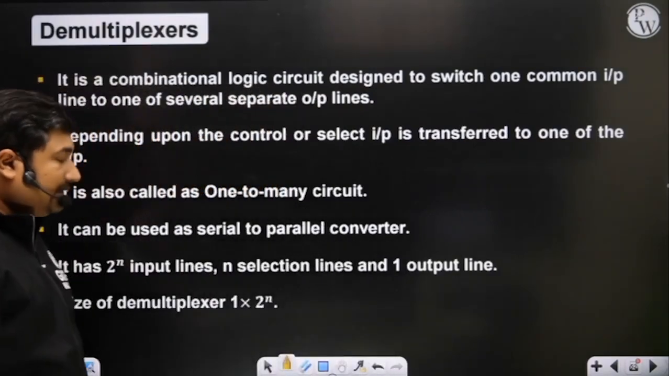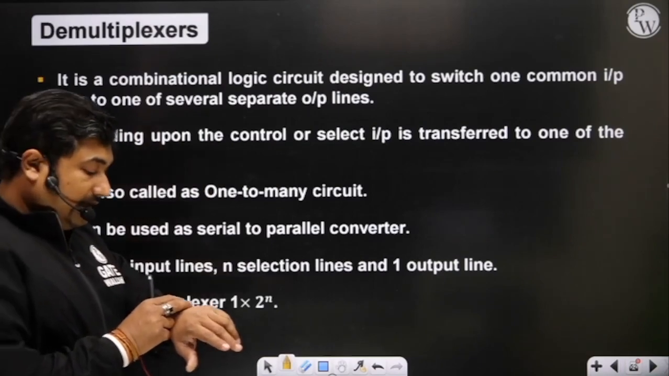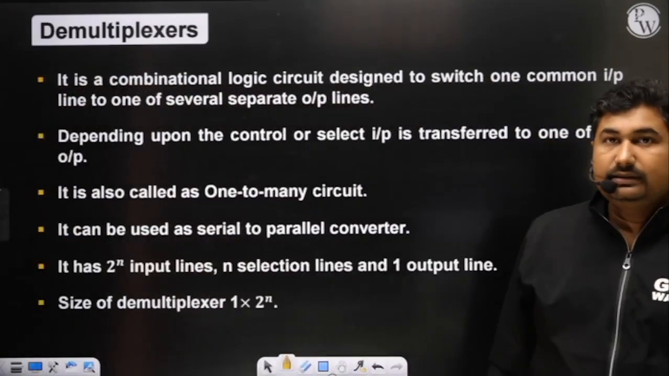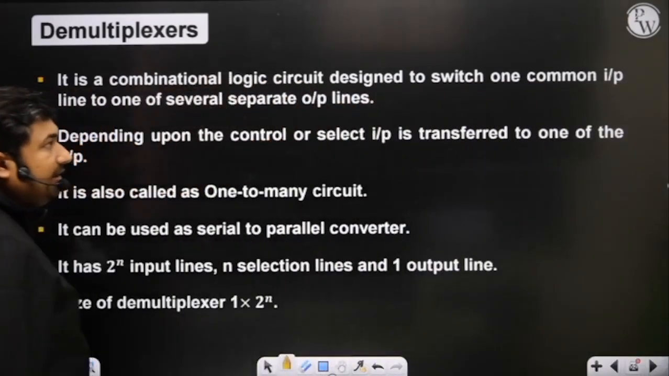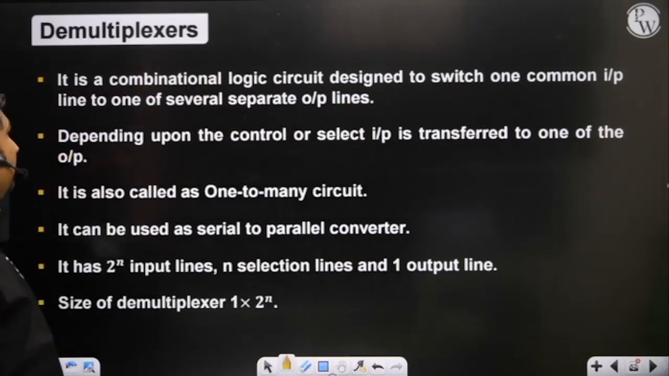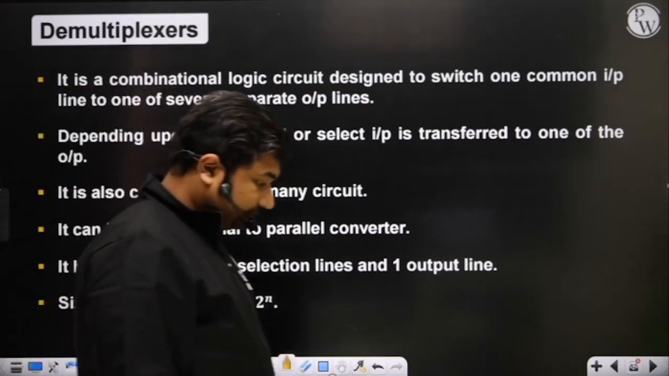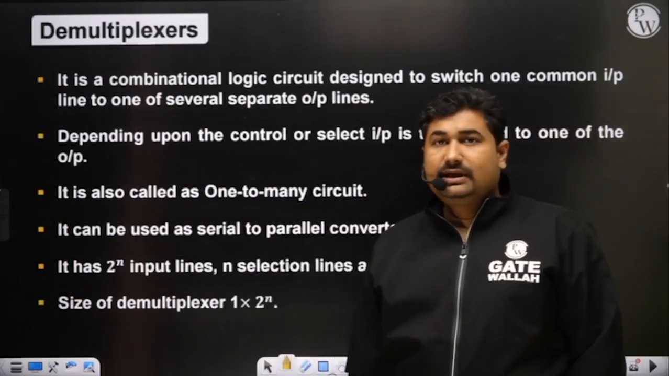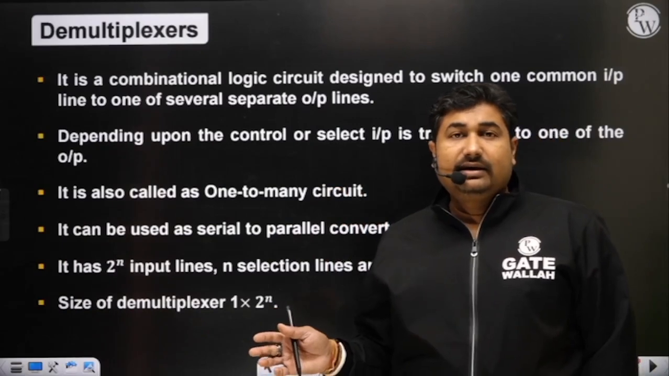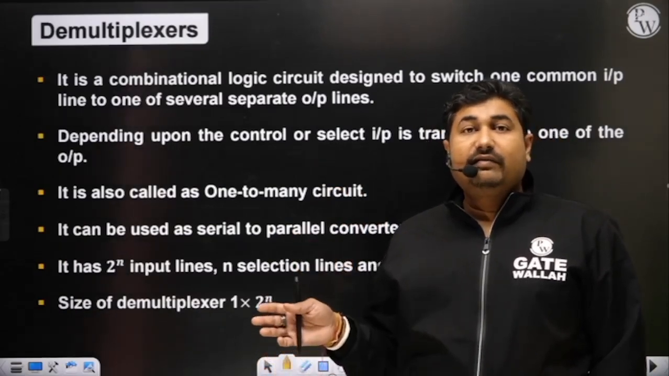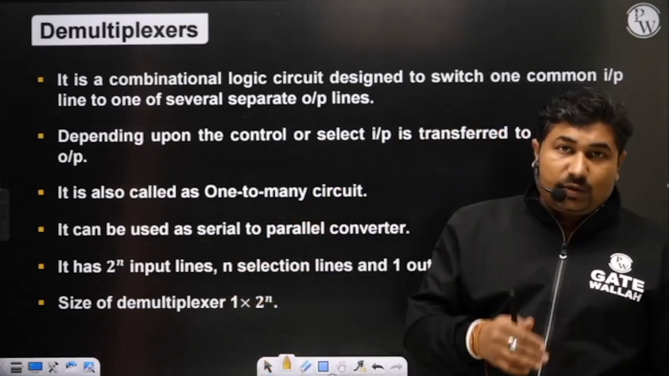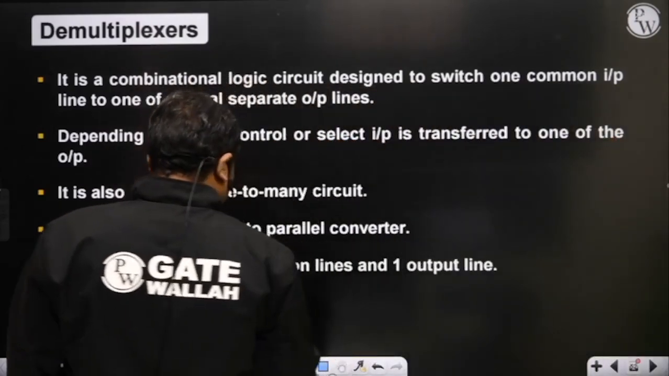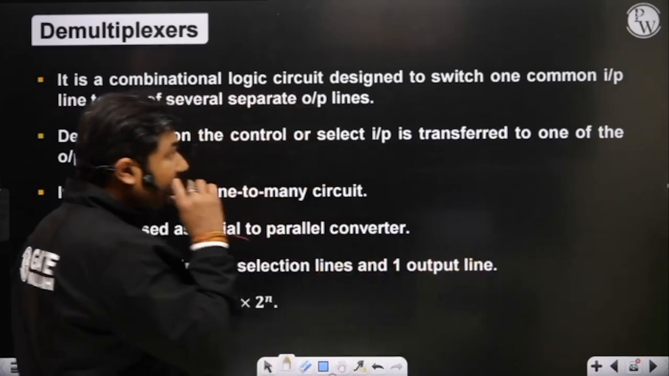Great. Now come to the demultiplexer. A demultiplexer is a combinational logic circuit designed to switch one common input line to one of several separate output lines. What does it mean? It is a combinational circuit in which we transfer one input to one of many outputs. So this circuit is also called a one to many circuit.